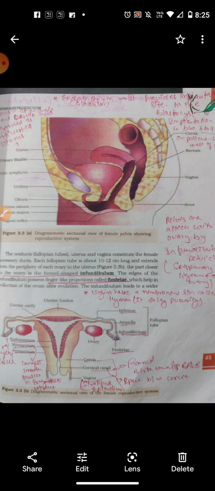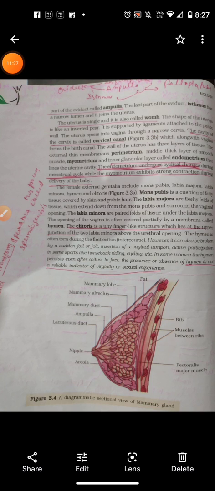Next we have the external genitalia. The female external genitalia is also known as the vulva. The vulva includes the mons pubis, labia majora, labia minora, clitoris and hymen.